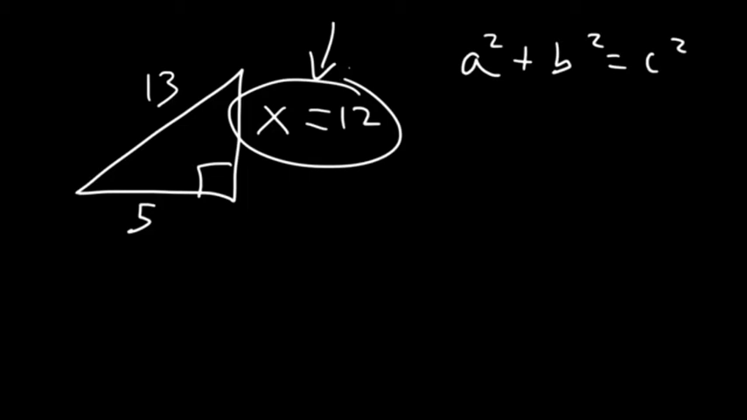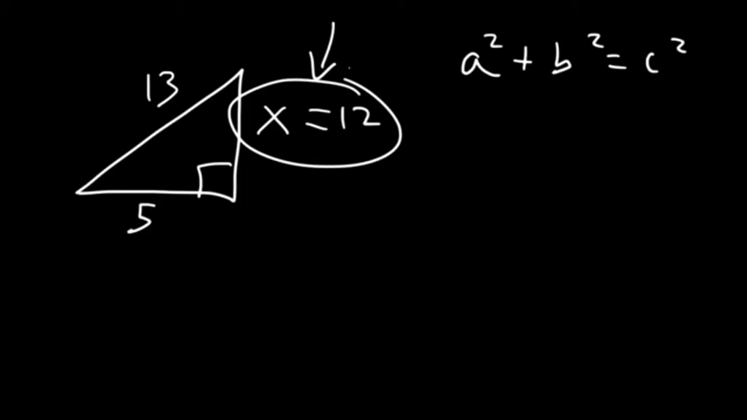So let me give you a few examples. For all of these, find the missing side. Find the value of x. You can get started with the first example. Okay, so let's start with the first one.